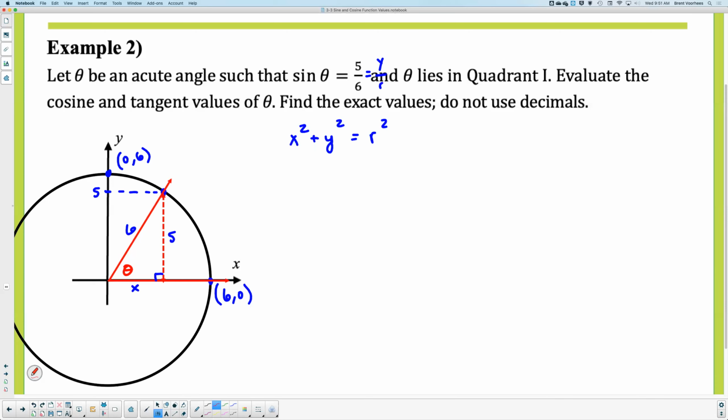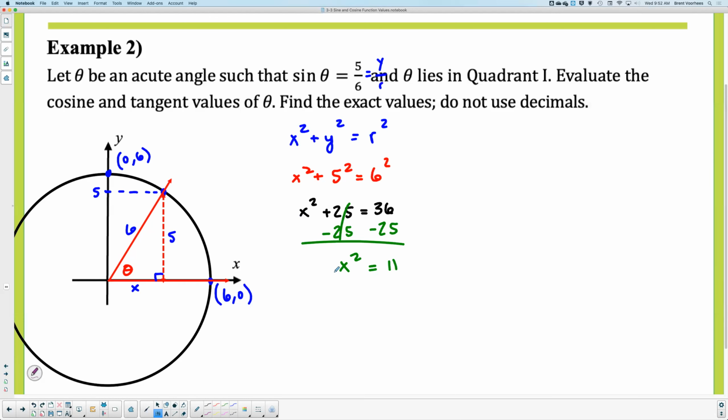Do we know x? No. Do we know y? Do we know r? Okay, so x squared plus, what's 5 squared? 25. 25 equals, what's 6 squared? 36. Okay, let's do some algebra. How do I solve that? Subtract 25. Yeah. And so x squared is, what's 36 minus 25? It's 11, good. And so how do I get rid of a square?